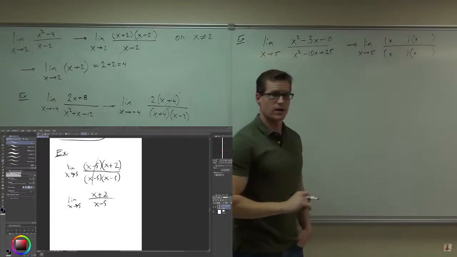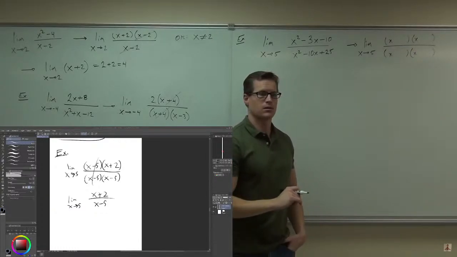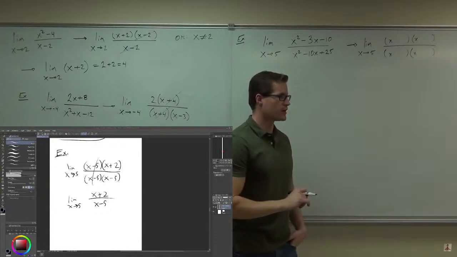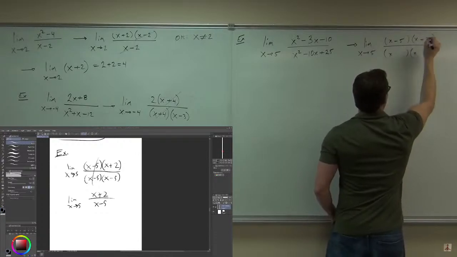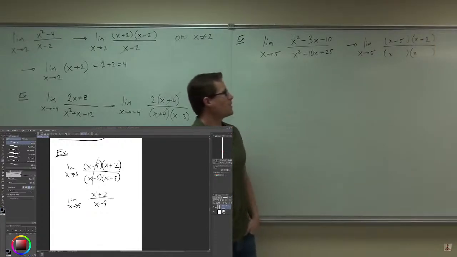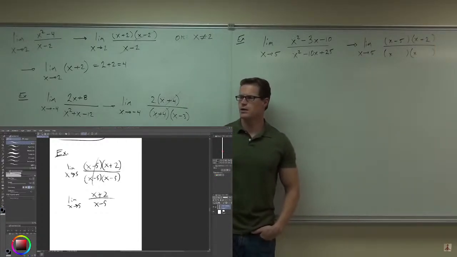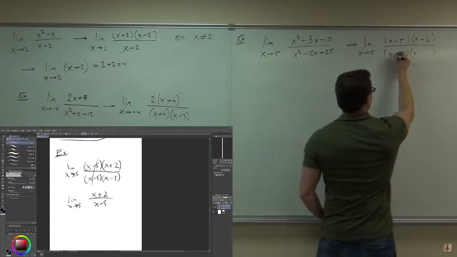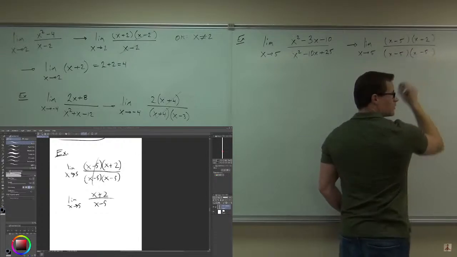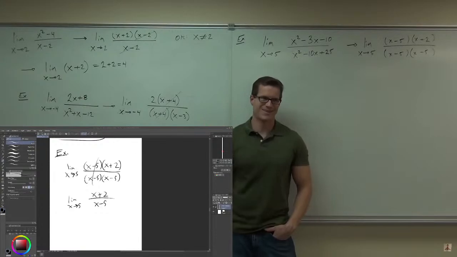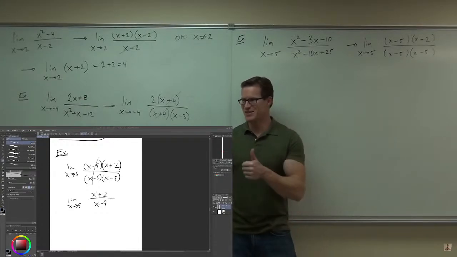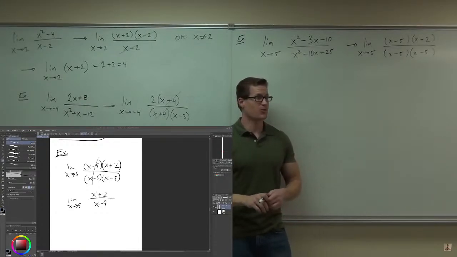What's the top one factor as? Plus 2, minus 5? How about the denominator? What have you got there? Oh, minus 5, minus 5. All right. Did you all factor it correctly? All right. Thank God. Good. At least we factored it correctly. Do you see anything that simplifies?